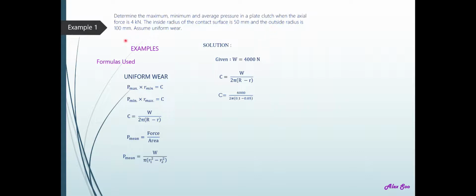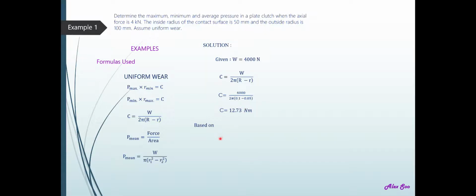The outside radius is 100 mm, so in meters it is 0.1 meter. Then the inside radius, that is the minimum radius, 50 millimeter, is 0.05 meter. So from this, you will be able to find the constant C, which is 12.73 Newton per meter. Okay, it's actually Newton per meter. There is a mistake here, so it should be Newton per meter.